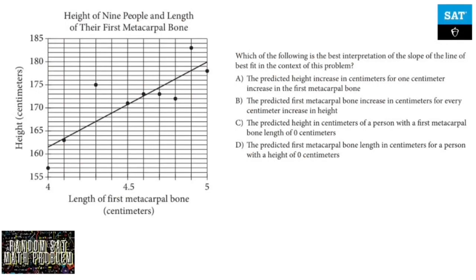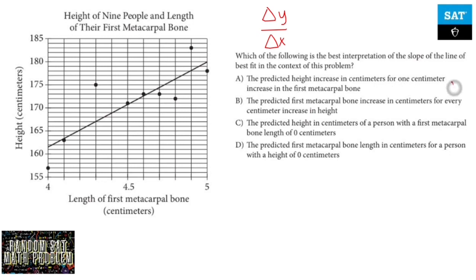Which of the following is the best interpretation of the slope of the line of best fit in the context of this problem? Well, slope is rate of change, or the change in the y values over the change in the x values. The y values are your height in centimeters. Your x values are your length of first metacarpal bone. So basically, for every centimeter in your metacarpal bone, you have a certain amount of height that you're expected to be. So it's the predicted height increase in centimeters for 1 centimeter increase in the first metacarpal.